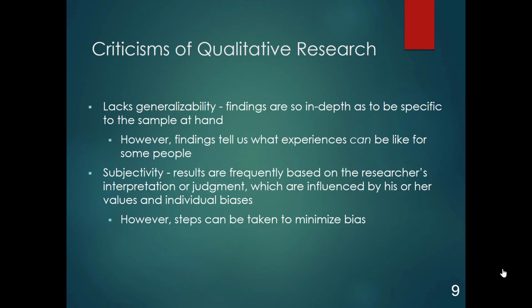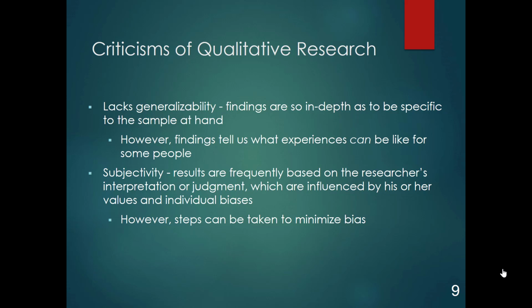Subjectivity is another criticism. So the results are frequently based on the researcher's interpretation or judgment, which are influenced by his or her values and individual biases. So with subjectivity, basically what it's saying is that as a researcher, we are interpreting those results and we are judging that result based on the individual researcher. And so it can be influenced by specific biases or individual values that the researcher may have. And so with qualitative, it's very subjective. Quantitative is more objective.